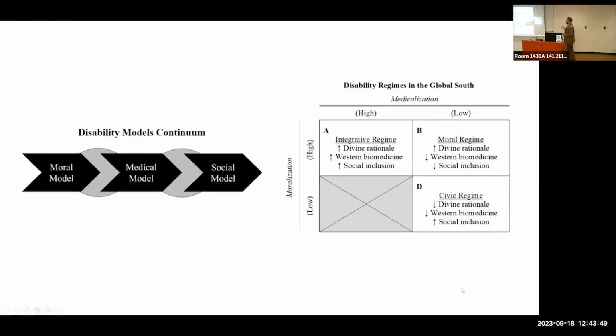But disability regimes in the global South, which I'll share with you if you want to see the whole thing. Essentially, we argue that moralization and medicalization of disability exist at different levels in different parts of the world. And so we have three ideal types that we do test for our countries: Kenya, an integrative regime; India, a moral regime; and you can't really see here, but Nicaragua, a civic regime. And in the interest of time, we do find differences in social inclusion, and therefore we argue that there are disability regimes in the global South that exist outside of this Western informed continuum.